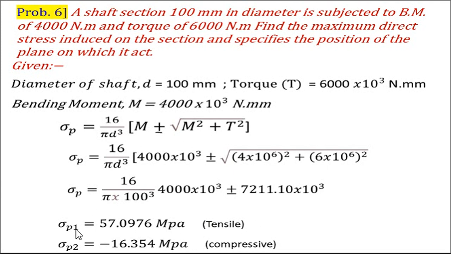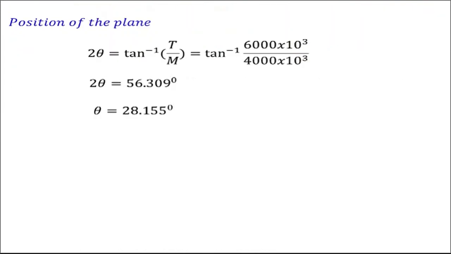So two values we are getting from this principal stress, and these two stresses are principal. One is the maximum principal stress, and the other is the minimum principal stress. In other words, it is also called the major principal stress, and the other value is the minor principal stress. And finally they ask about the plane on which these principal stresses are acting. So position of that plane.